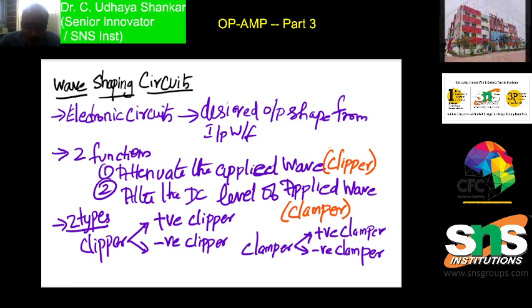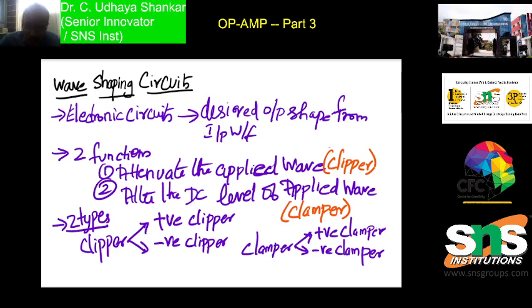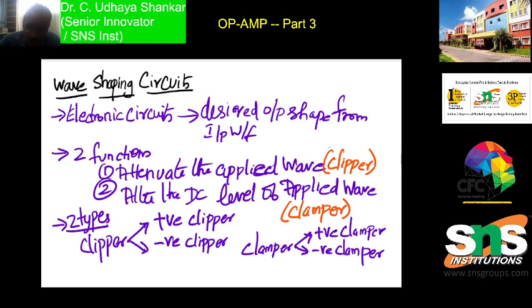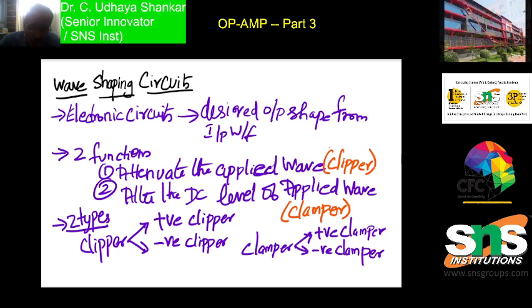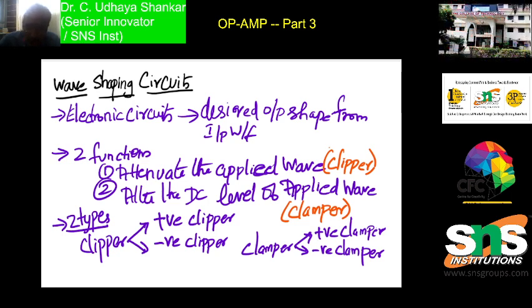So you can see that there are two different functions in a wave shaping circuit. One is we have to attenuate. Attenuate means we have to cut the applied wave, and that's why it is called a clipper. The other one is we can alter the DC level of the applied wave, and that is called the clamper. So there are two different types. One is clipper, the other one is clamper.